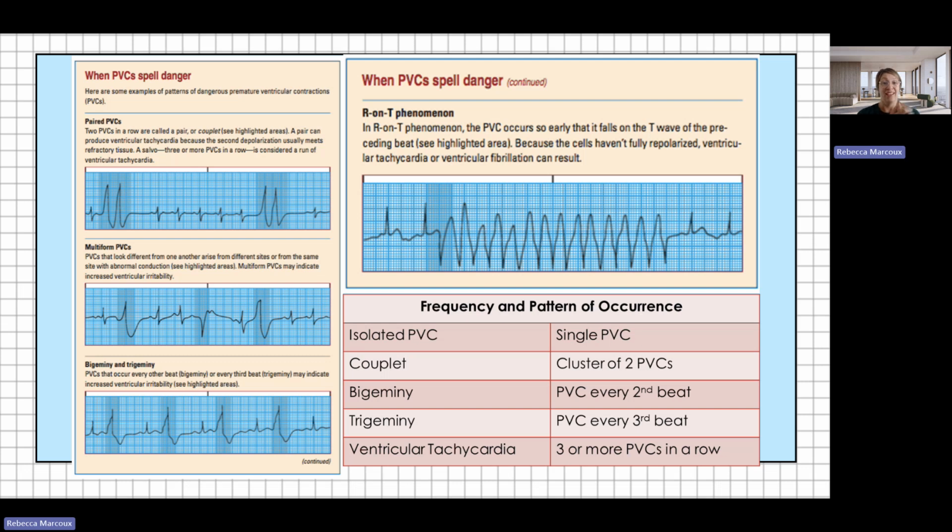So when to be concerned? Generally, if we have more than 6 PVCs per minute, we start being concerned. If we have couplets, so multiple PVCs in a row, if we have our bigeminies or trigeminies, we also start getting concerned.